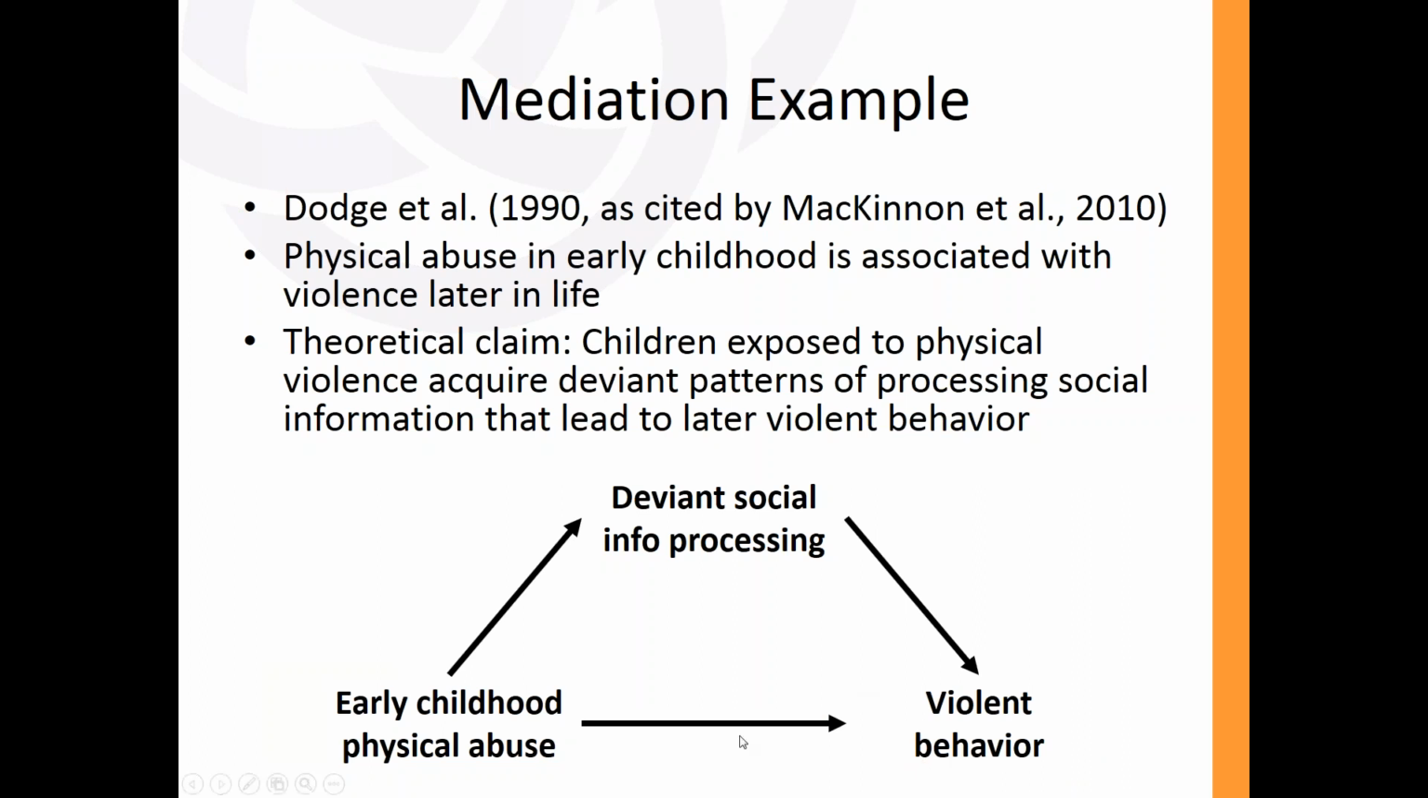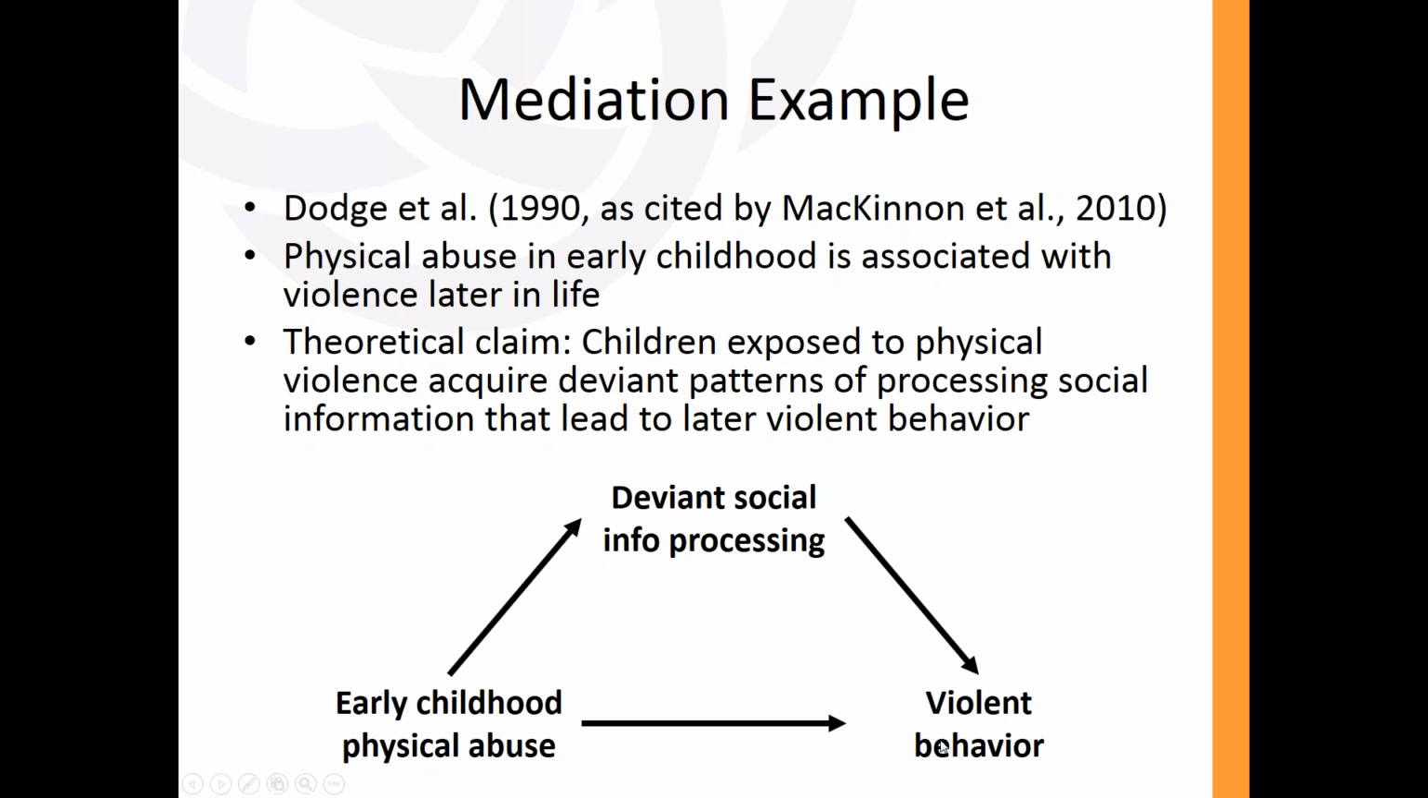And then Dodge et al. theorized that children exposed to physical violence acquire deviant patterns of processing social information. And it wasn't early childhood physical abuse per se that led to the violent behavior. It was this development of deviant social information processing that actually led to the violent behavior. So what they were theorizing is that there was this mediation by deviant social information processing that existed between early childhood physical abuse and violent behavior later in life.